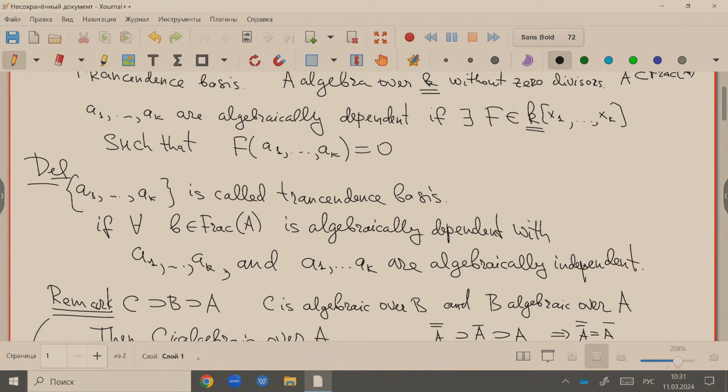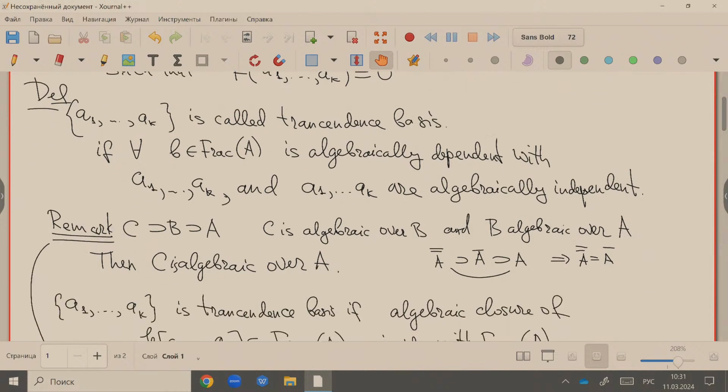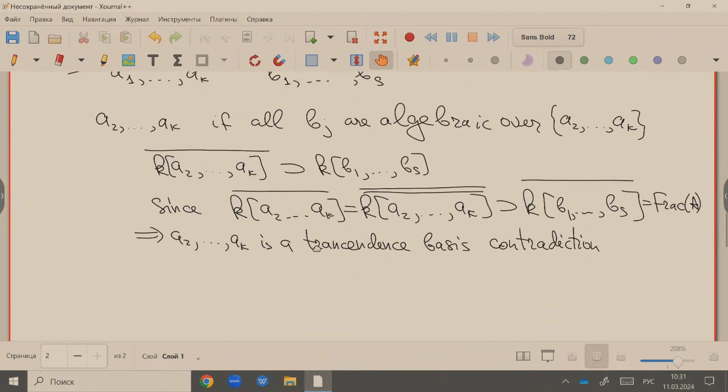Yeah, this is so because we are speaking about the basis of the vector space. So we are speaking about linearly independent elements, and here we need this assumption as well. So any element over this system is algebraically dependent, and this is a minimal system with this property. So we have decreased this way the basis of transcendence, and this is a contradiction.